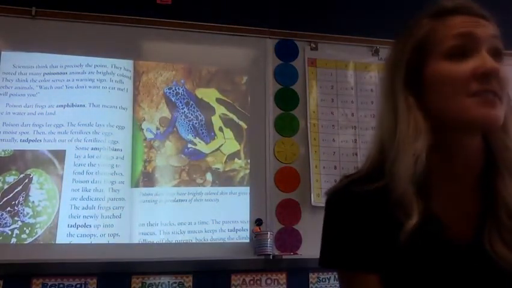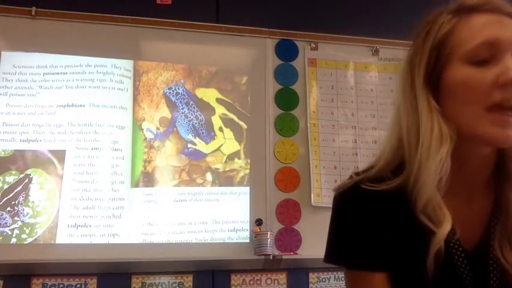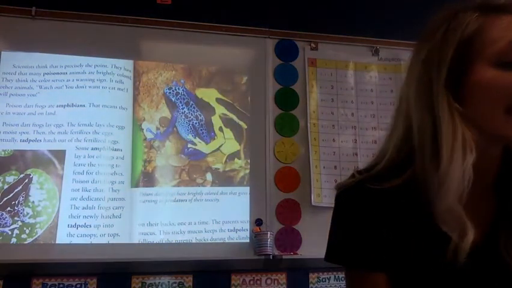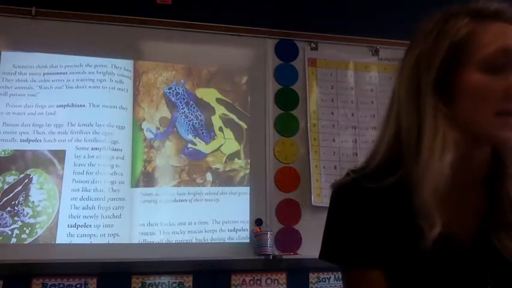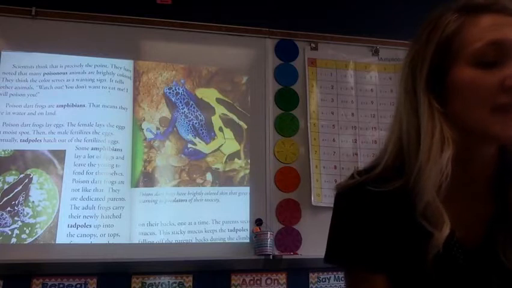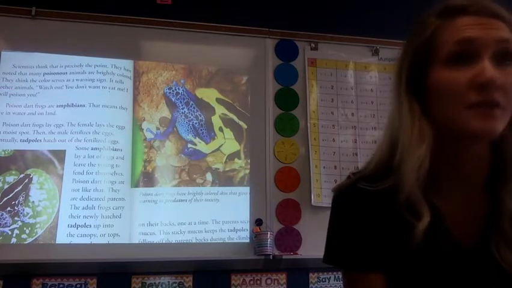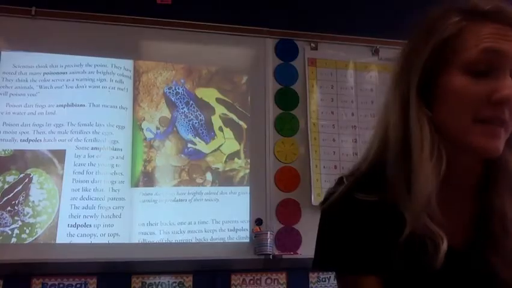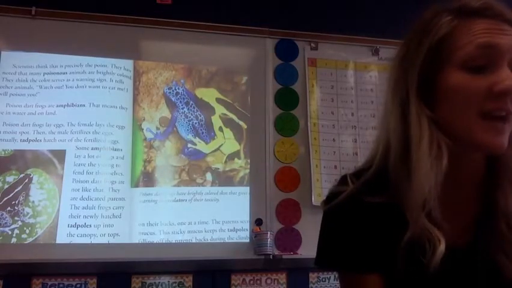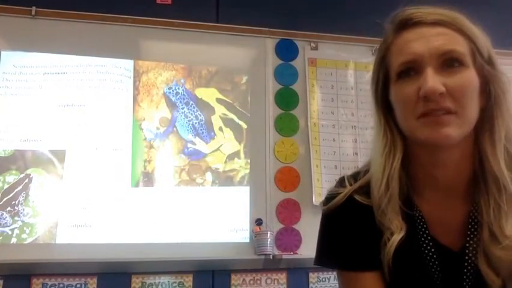Poison dart frogs lay eggs. Did we also anticipate that? Yes. The female lays the eggs in a moist spot. Then the male fertilizes the eggs. Eventually, tadpoles hatch out of the fertilized eggs. Amphibians lay a lot of eggs and leave the young to fend for themselves. And that's kind of what we learned about which animal? The toad, right?